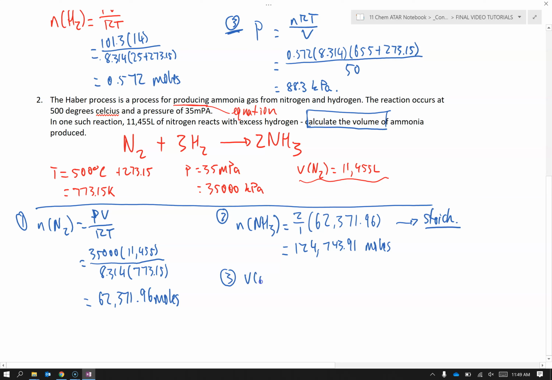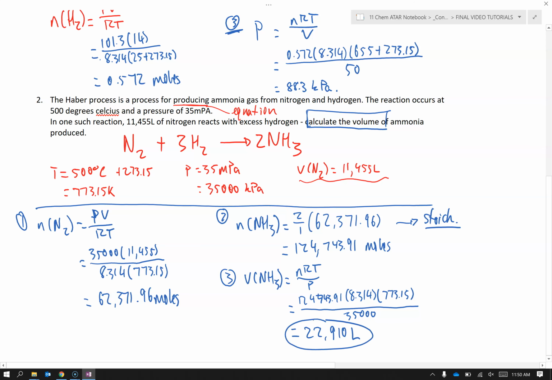And so we're going to say that the volume of NH3 is equal to a rearranged equation in the form of nRT on P, which in this circumstance, n is equal to 124,743.91, R is equal to 8.314, T is equal to 773.15, and I'm going to divide that all by pressure, which is huge, 35,000. Chuck that in a calculator. What do I get? 22,910 litres, thereabouts, of NH3.